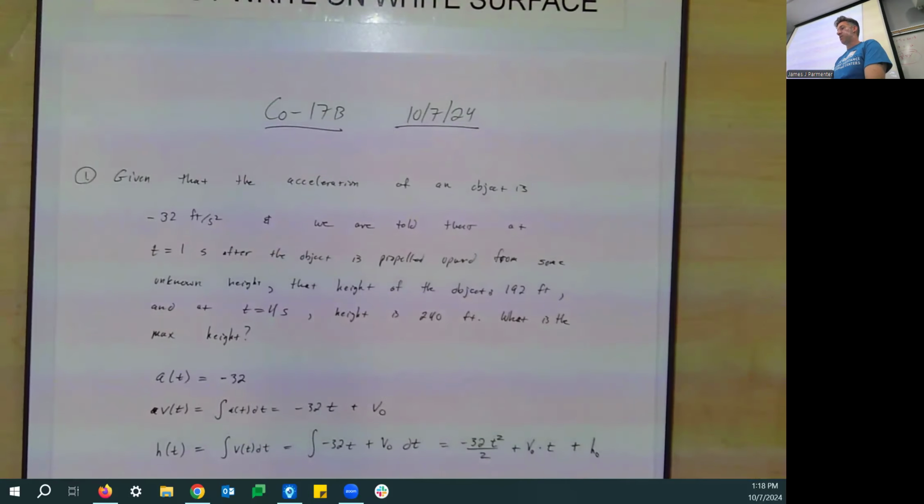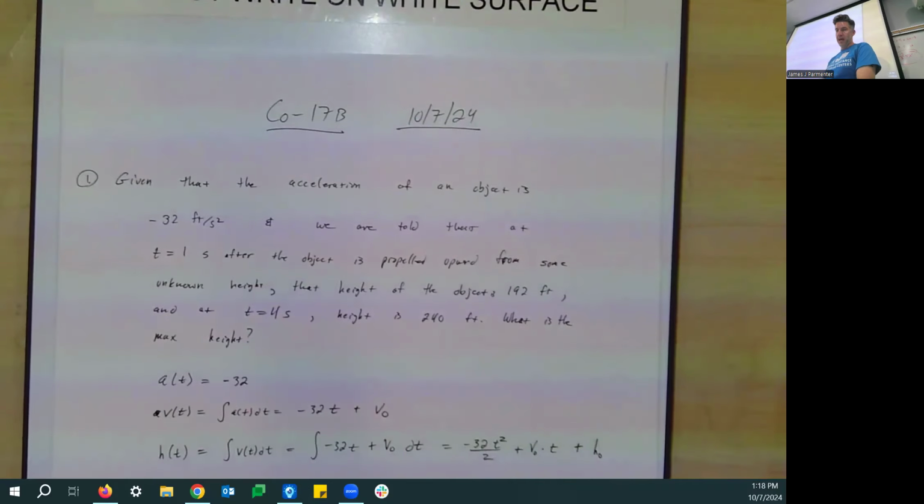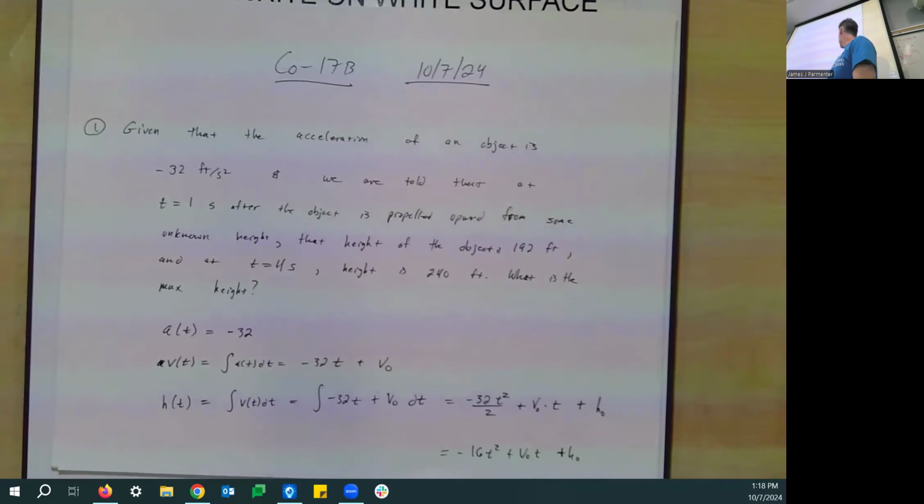And now our job is to, and I guess I could simplify this, right? This is negative 16t squared plus v naught t plus h naught. It's kind of gross. Yes, thank you. That H looks suspect over there. Now my job is to use the given data points, time equal to 1 second, height equal to 192 feet, and time equal to 4 seconds, and the height equal to 240 feet, to figure out what the constants v naught and h naught are.